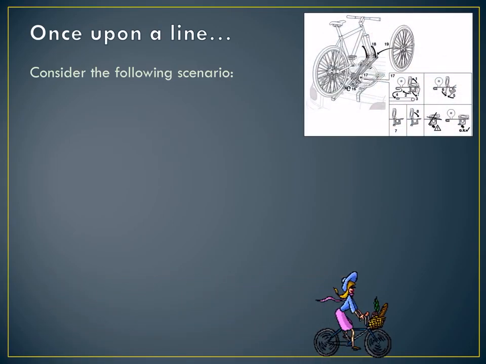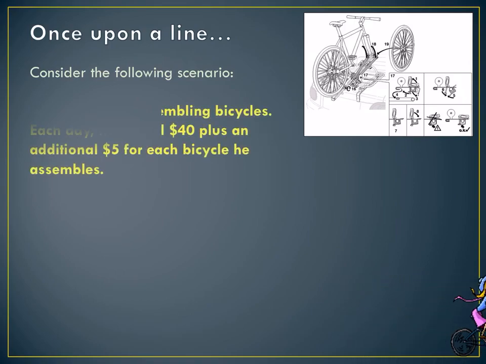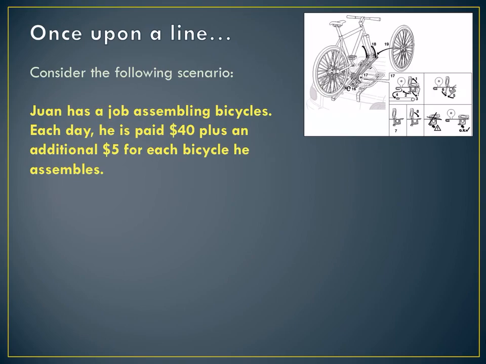Okay, so once upon a line. Consider the following scenario. And apparently bicycles are going to be involved. So Juan has a job assembling bicycles. Each day he is paid $40 plus an additional $5 for each bicycle he assembles.